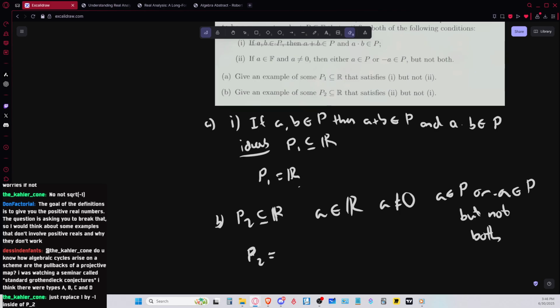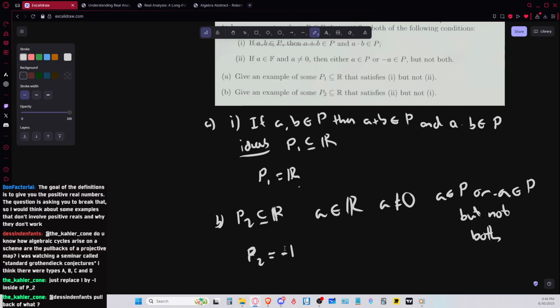Just replace 1 by -1 inside of P2. What, like that? Is that what you meant, Sasha, or was it something totally different?